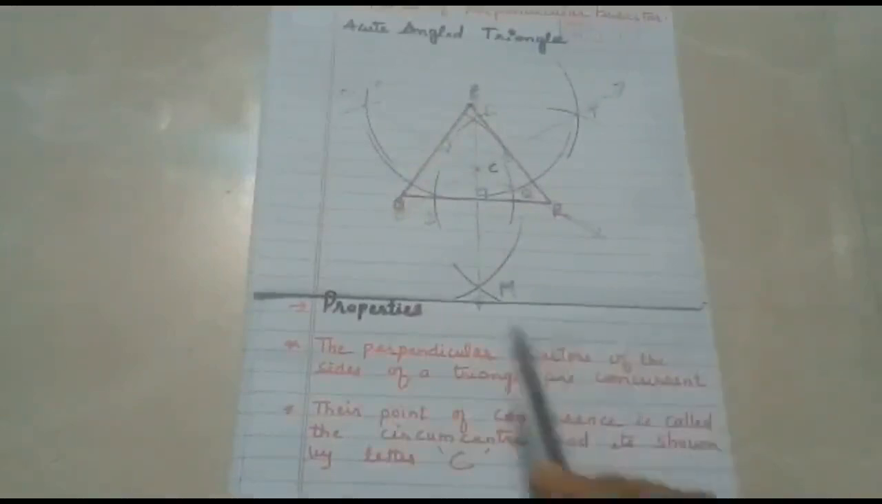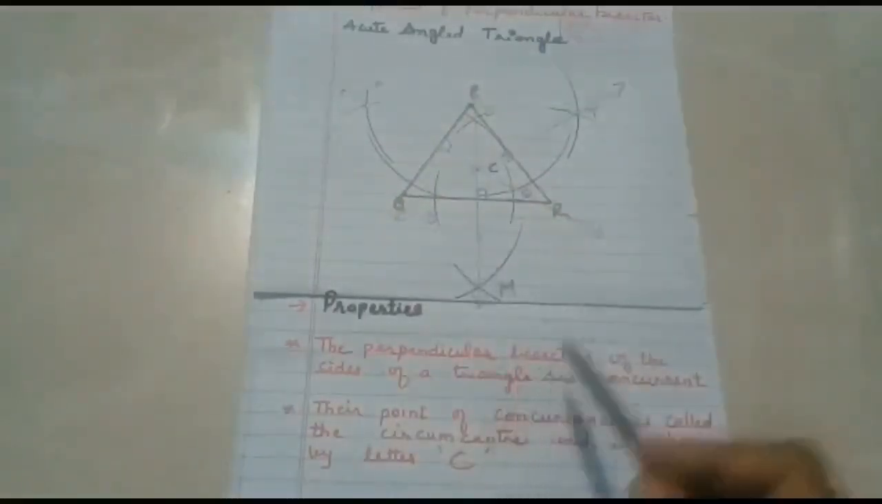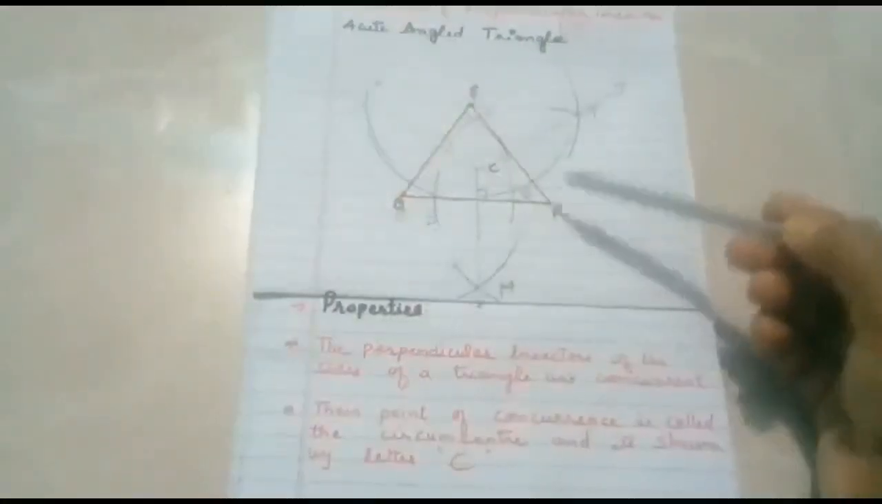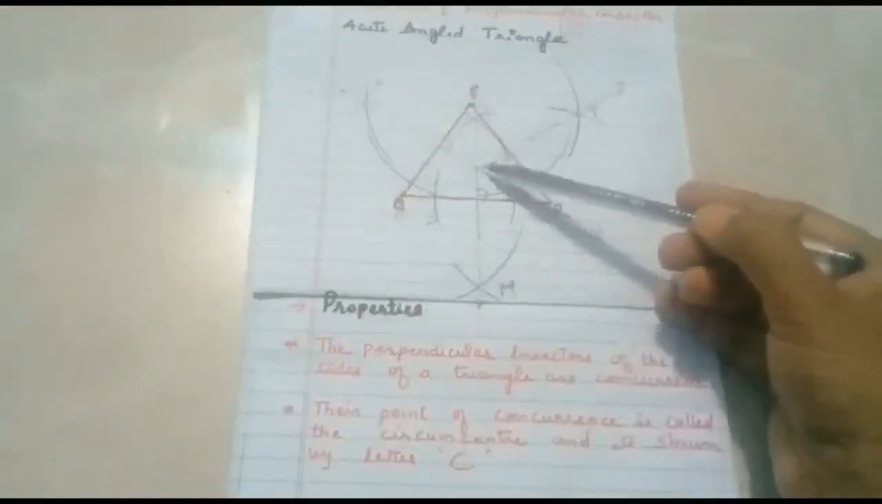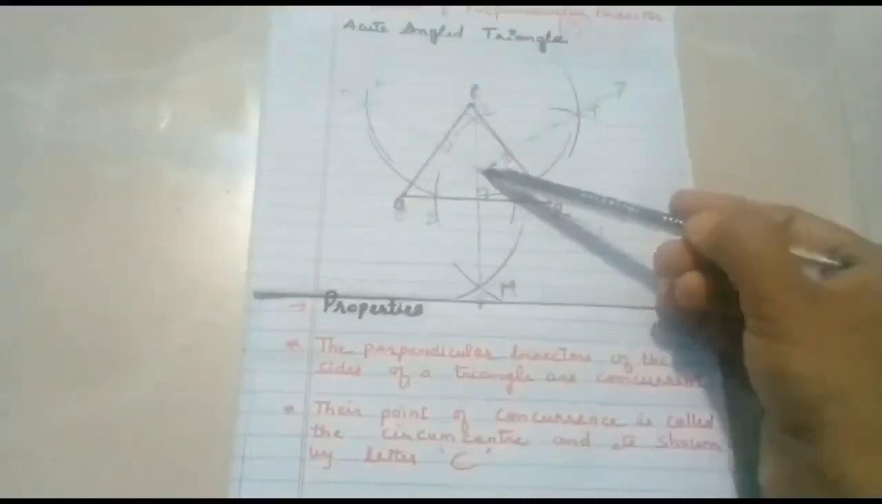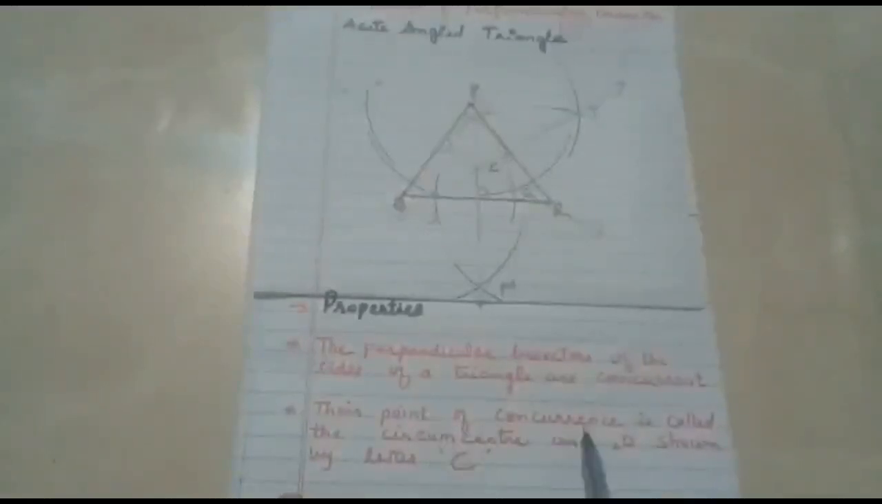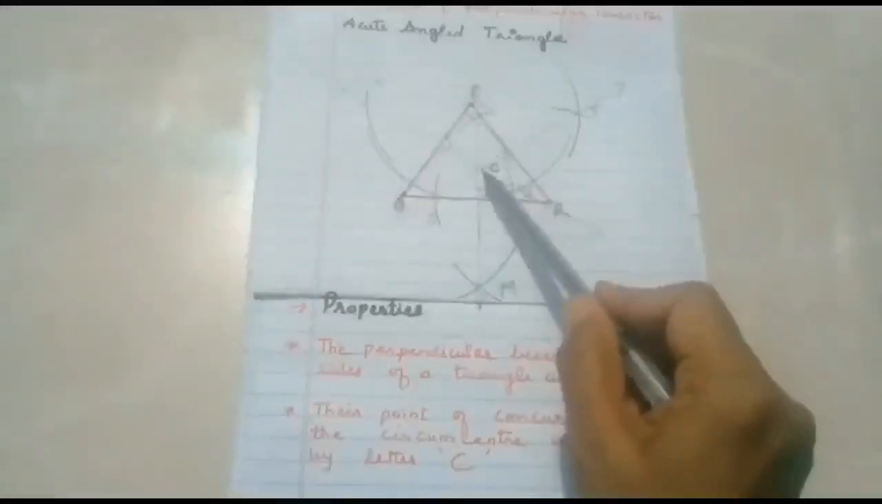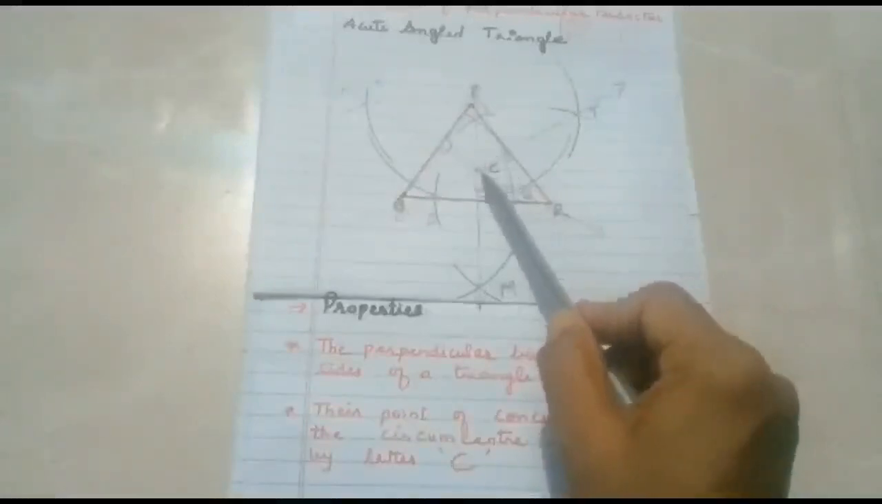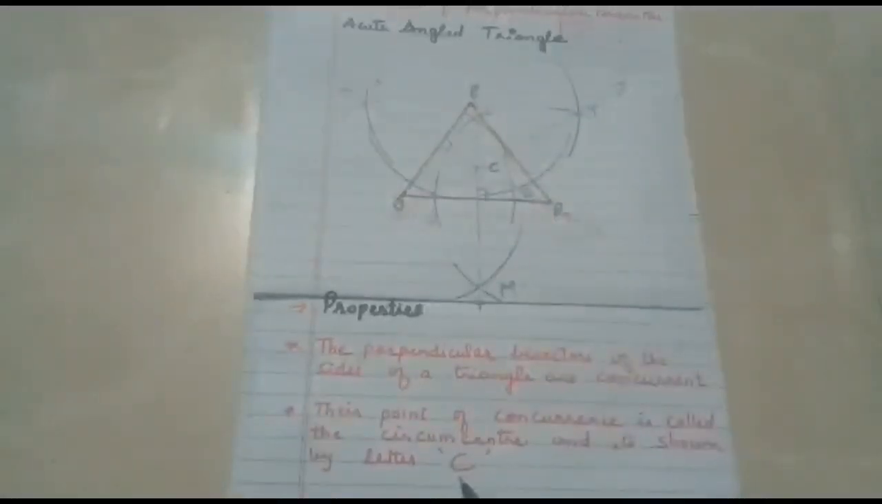It means all the three perpendicular bisectors of the three sides of a triangle pass through a common point C. Their point of concurrence is called the circumcenter. Circumcenter means it is the point of intersection of the perpendicular bisectors of a triangle and it is denoted by the letter C.